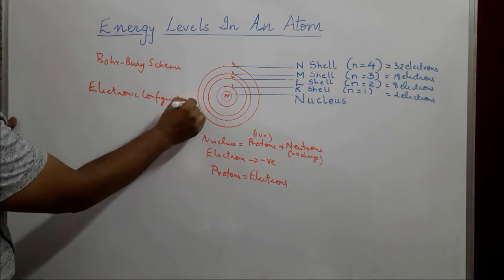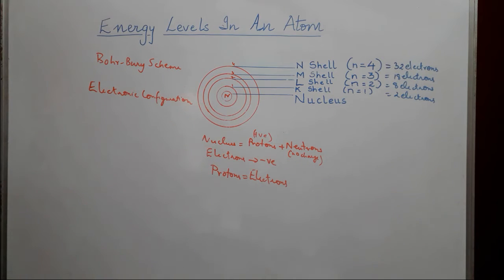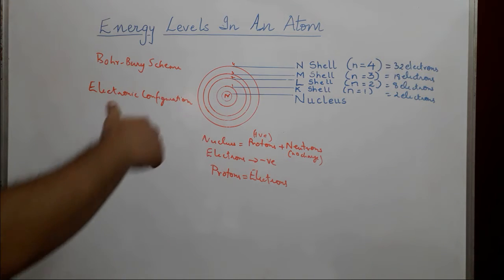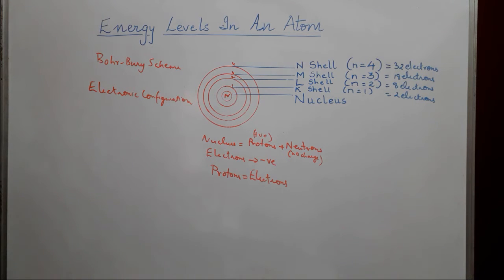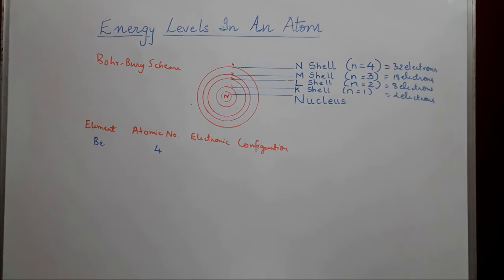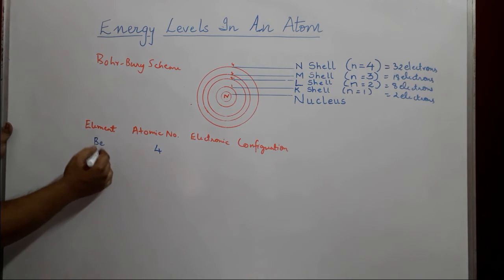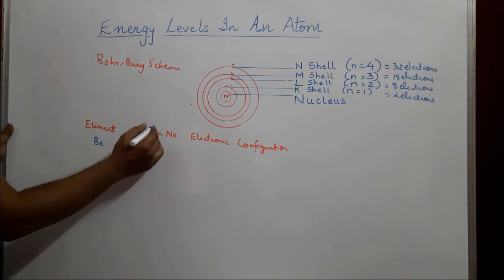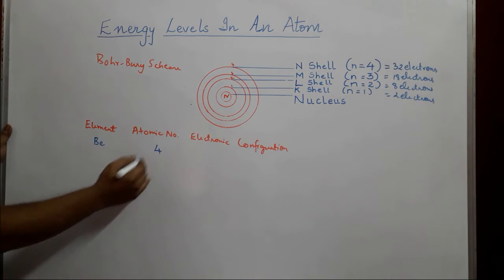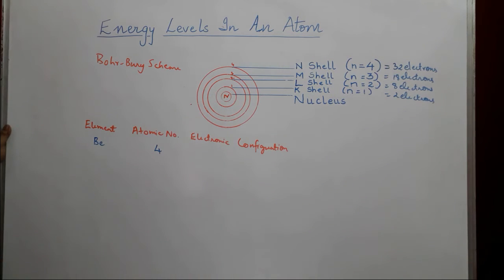That electronic configuration just gives you the arrangement of electrons in those shells. For example, let's take an example. We have our first element, that is beryllium. The atomic number is 4. Now what would be the electronic configuration?